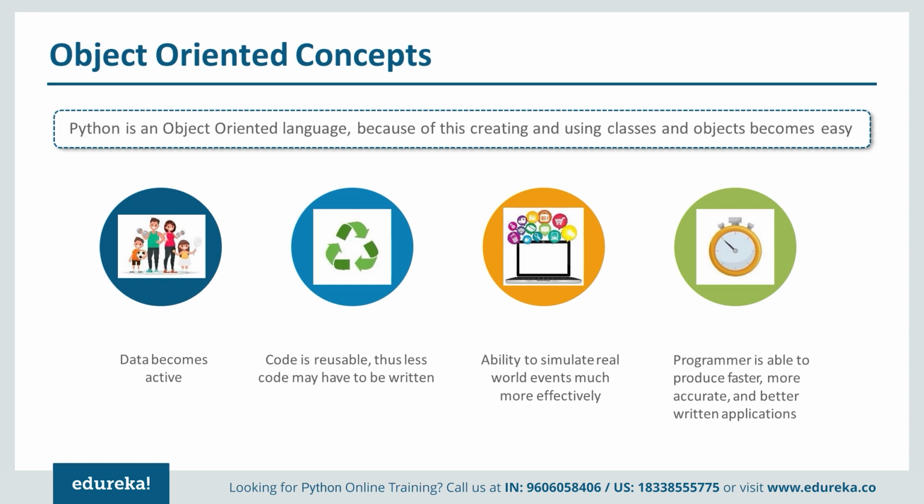Because of this feature, it supports creation of classes and objects, and data becomes active using this paradigm. Code is reusable and thus less code has to be written. The object-oriented paradigm also gives us the ability to simulate real-world events much more effectively as opposed to trying the same thing in the procedural or functional paradigm. And the programmer is able to produce faster, more accurate and better written applications.